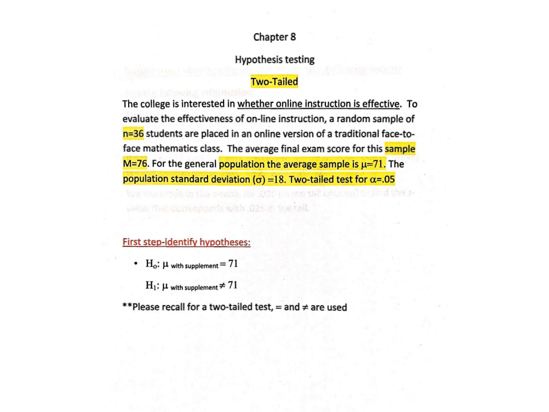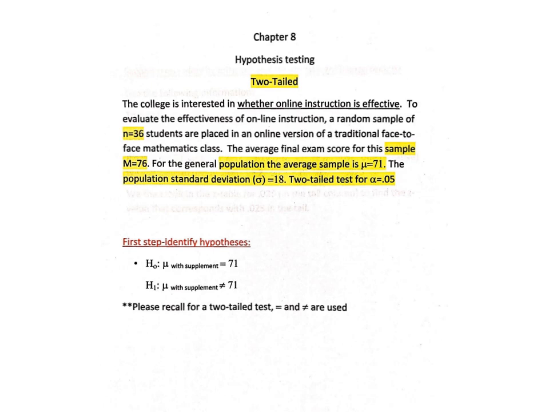And so what we're looking for in this problem is the information that we need. The first thing we need in order to do our z-test is an n. We see that n equals 36, that's 36 students placed in the online version of the class. The second thing we need is the sample mean, which is 76. The third thing is the population average, which is 71. We also need the population standard deviation, which is 18.